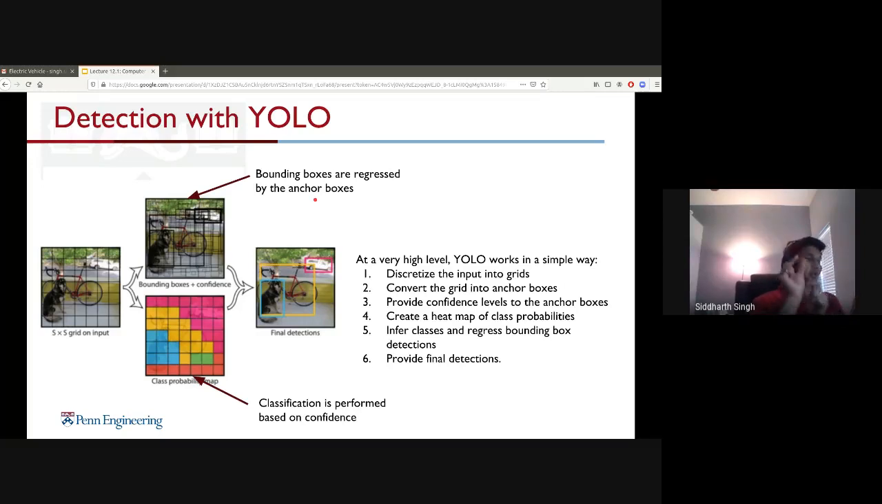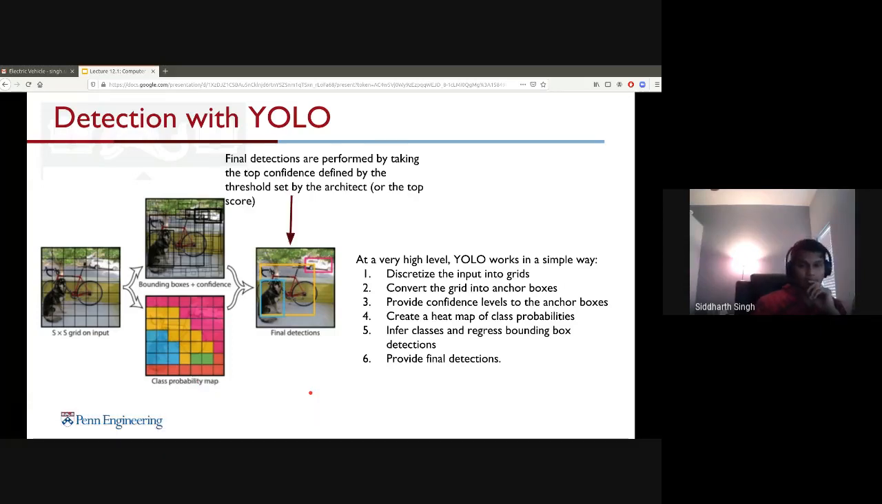Simply put, if I make this big of a bounding box, and in all my annotation all my bounding boxes are this big, YOLO will have a hard time regressing them through that. So that's why we have multiple anchor boxes that we can regress to the original annotated bounding box, right? So we regress the bounding boxes by the anchor boxes, and we perform the classifications based on the confidence of what it's seen. And then we take the final detections by taking the top confidence scores and the best bounding box. Okay, what's regressing a bounding box? Fine.